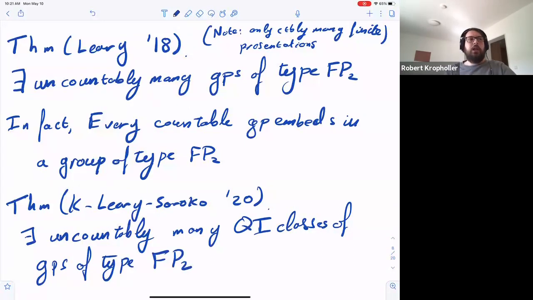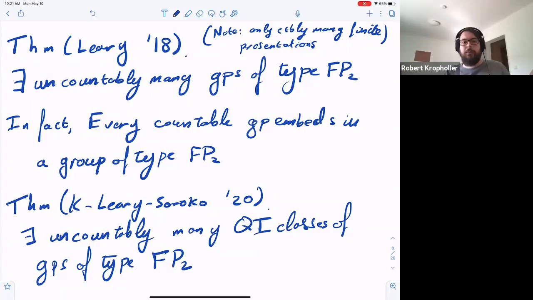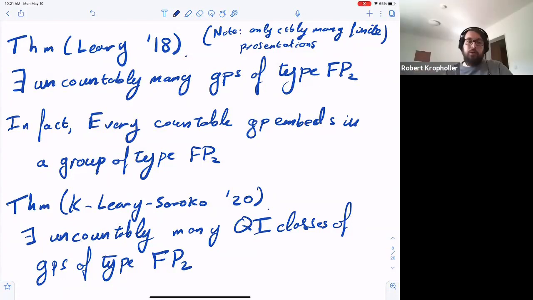Okay, so Ian showed that up to isomorphism, there are many, many of these groups. There's a weaker notion of equivalence that I'm not going to go into, but hopefully many of you have met before, which is quasi-isometry, and you still have uncountably many classes even in this weaker sense.